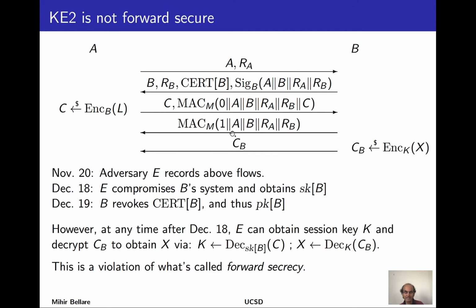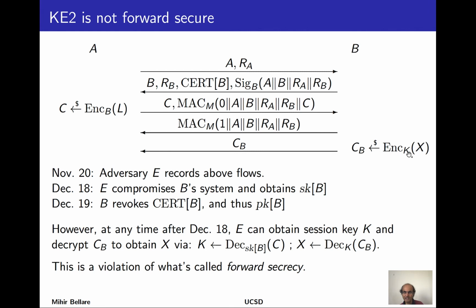But something else is possible for the adversary now. What it can do is say, remember, a month ago I had recorded all of this. So let's go back to that. Having this secret key, I can reverse this encryption the same way that B did to acquire L. And having L, I can of course hash it and obtain the session key K. Our adversary now knows the session key.